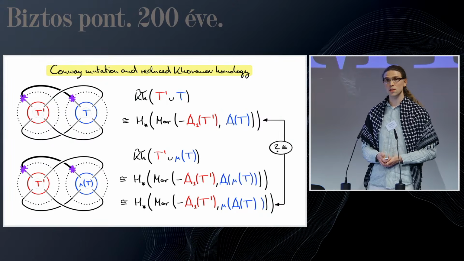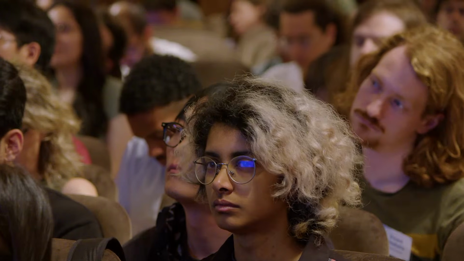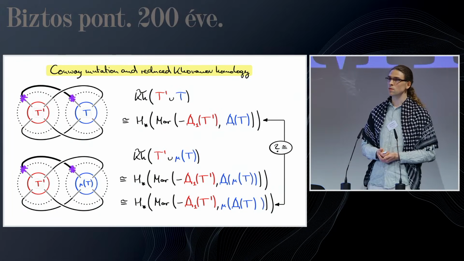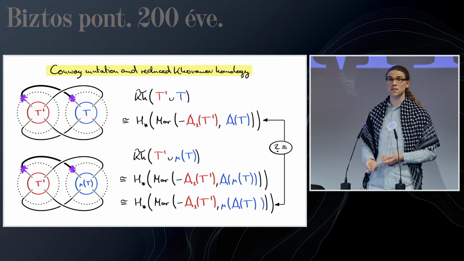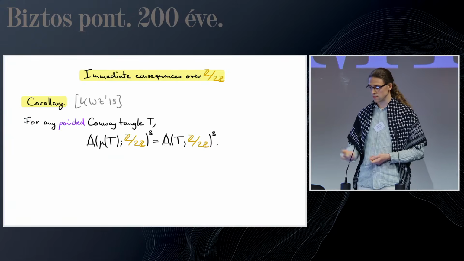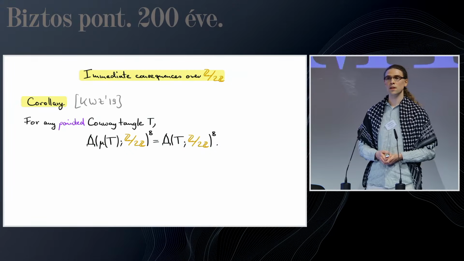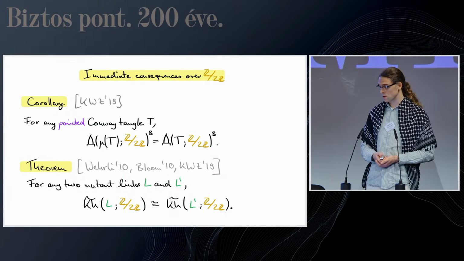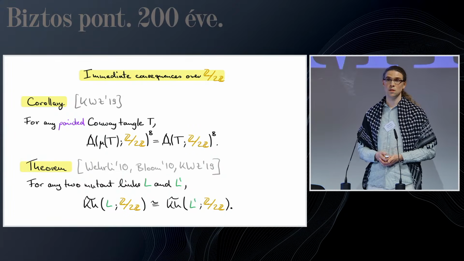One immediate consequence from what we've done so far is that if you work over characteristic 2, then there are no signs. So these two things are isomorphic. We get this as a corollary: the tangle invariants don't change. And therefore, we get a new proof of Stefan Wehrli's and Jonathan Bloom's result.